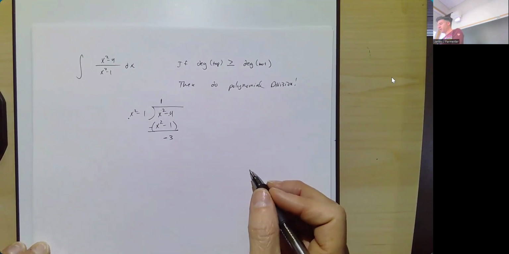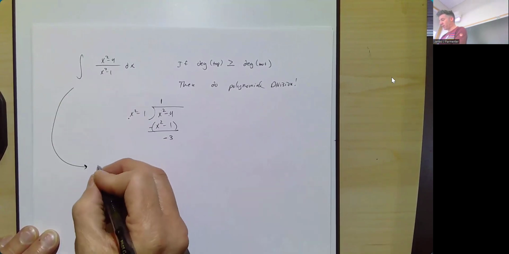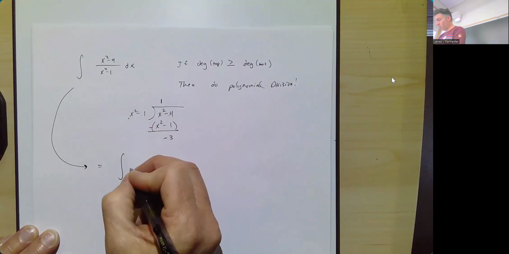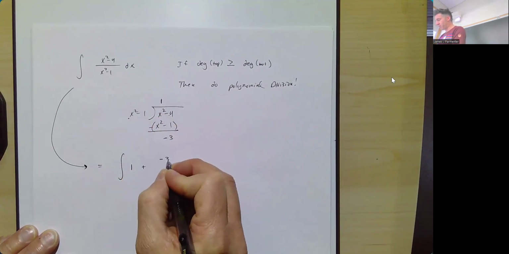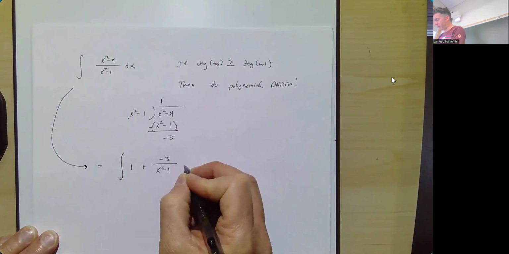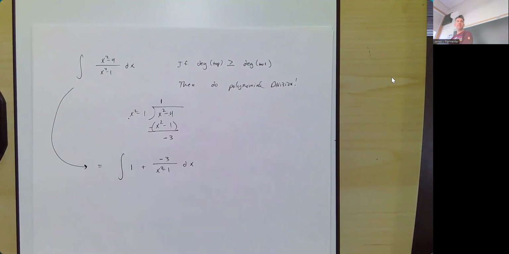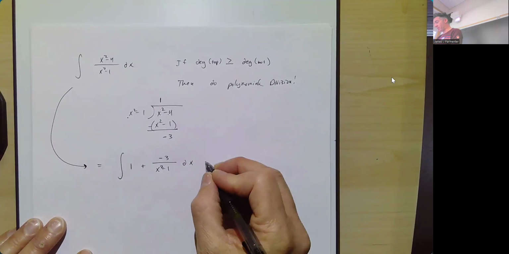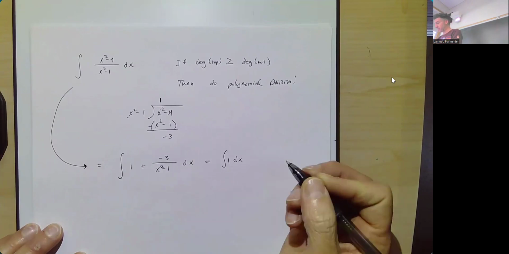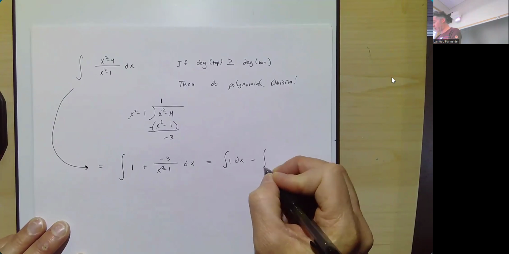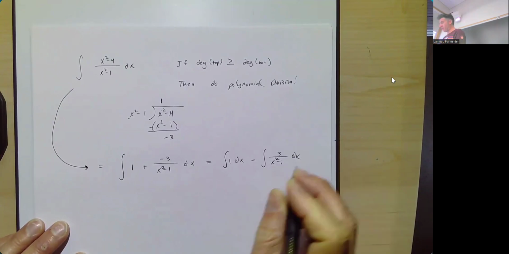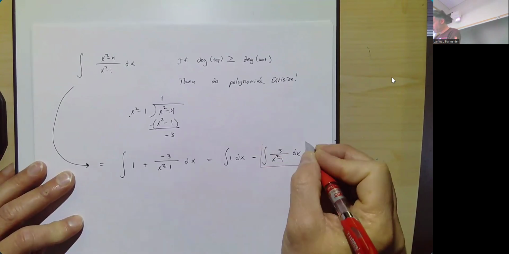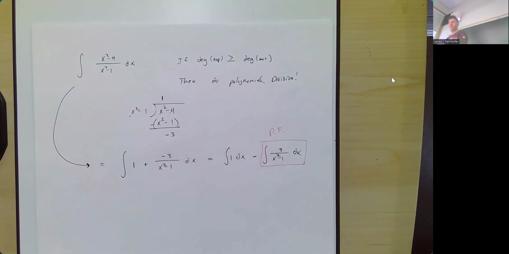What this allows us to do is then rewrite our integral as the integral of the quotient 1 plus the remainder divided by the divisor. Negative 3 divided by x squared minus 1. And then, if you really wanted to, you could break it up and say it's the integral of 1 dx, which is just x, minus the integral of 3 over x squared minus 1 dx. And then for this part here, this is where we're going to use partial fractions. Because now it's a rational function where the degree on top is less than the degree on the bottom, and the bottom still factors.